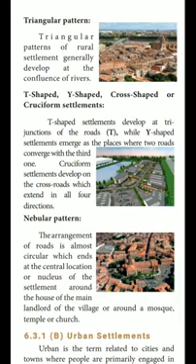What do you mean by nebular pattern? The arrangement of road is almost circular which ends at the central location or nucleus of the settlement, around the houses of many landlords of the village or around a mosque, temple or church. So mostly in the nebular pattern, the houses will be arranged around a mosque or a temple or a church. Who will be settled? Mostly many of the landlords. Landlord means big rich people.